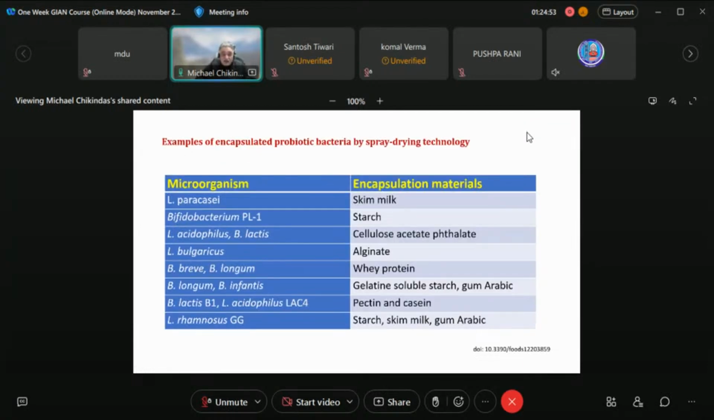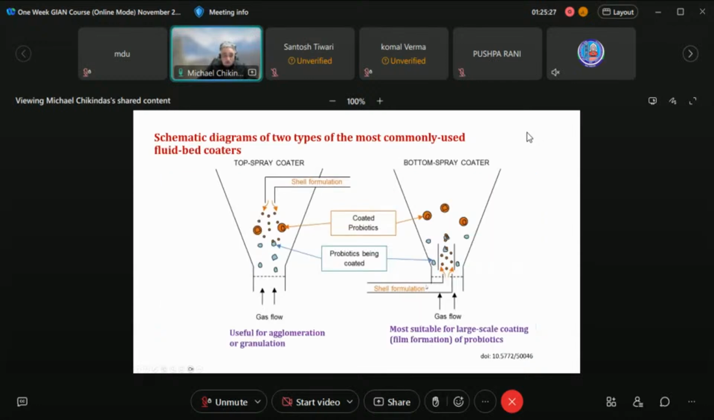And some examples of the microorganisms being encapsulated during spray drying, and of course you can see bifida and starch was used. Bifida longa, bifida lactis against starch was used. Arabic gum was used for bifida lactis and lactobacillus, and of course our beloved gum Arabic, and many other materials can be used for these purposes.